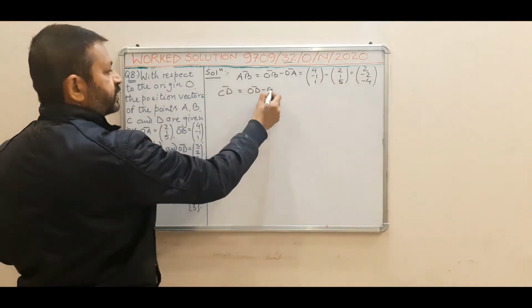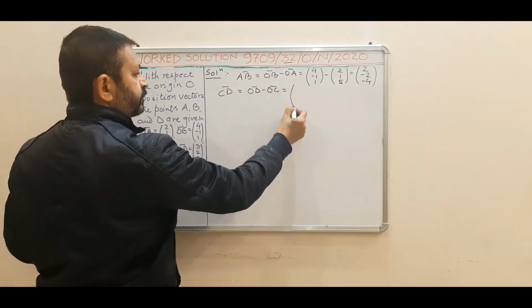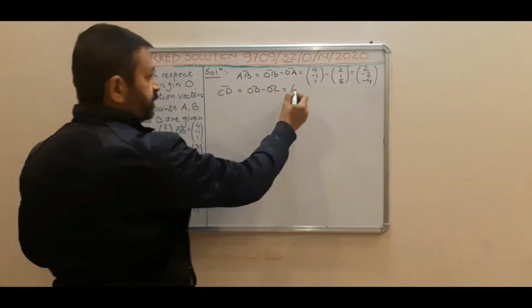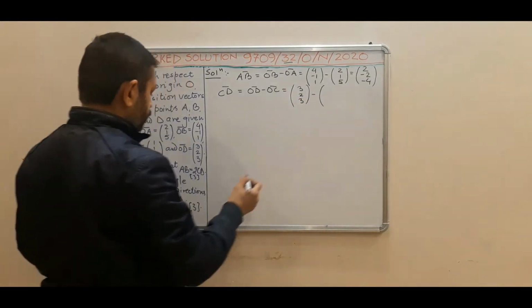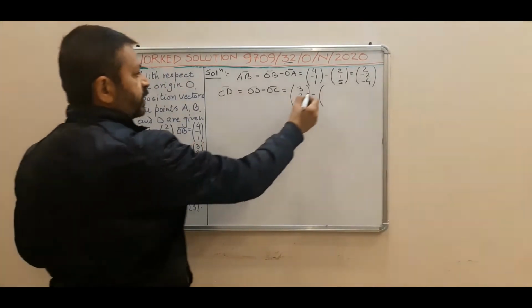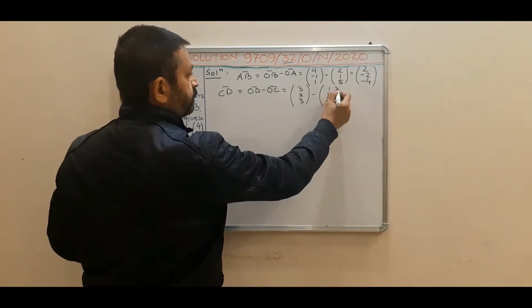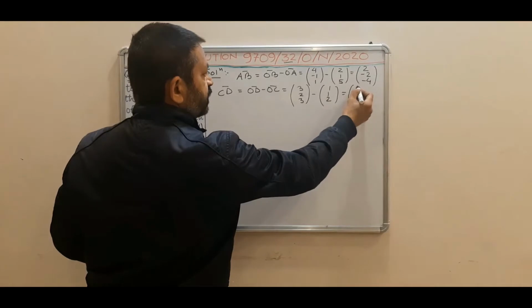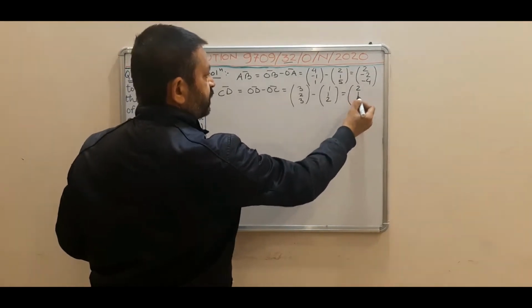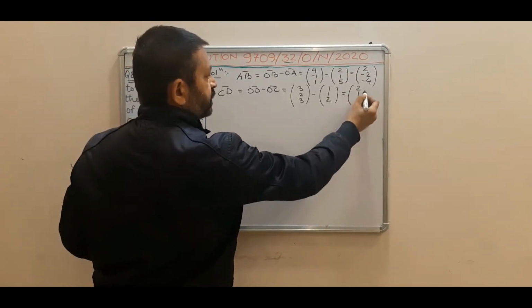It will be OD minus OC. Vector OD is (3, 2, 3) minus vector OC, which is (1, 1, 2). So vector CD will become 3 minus 1 is 2, 2 minus 1 is 1, and 3 minus 2 is 1 again.